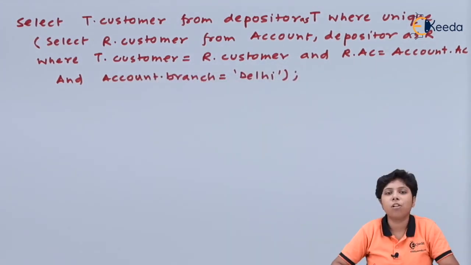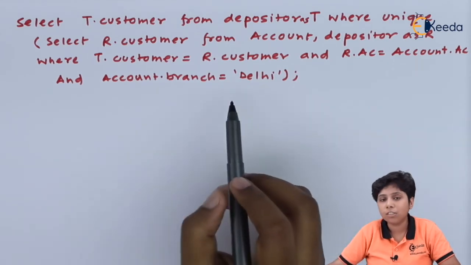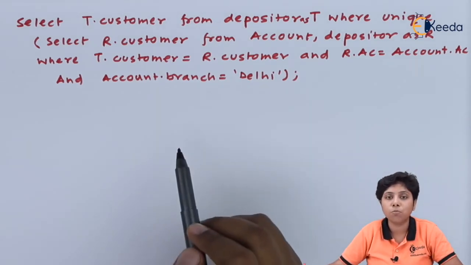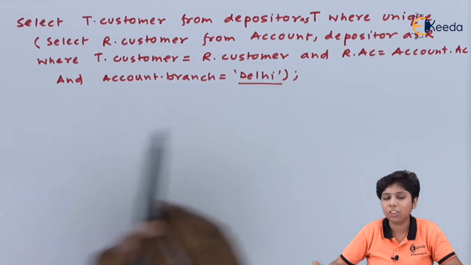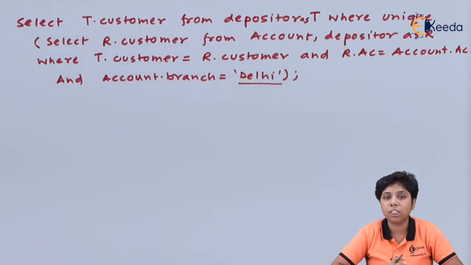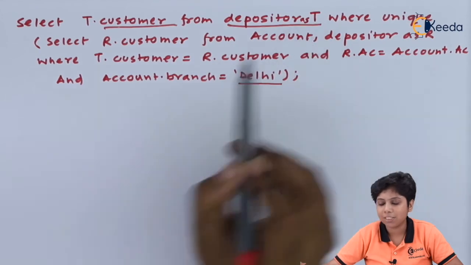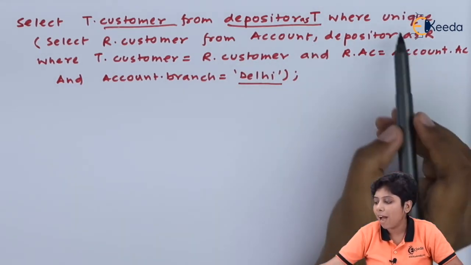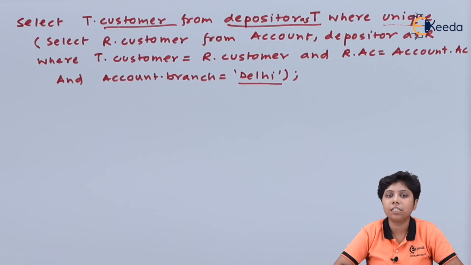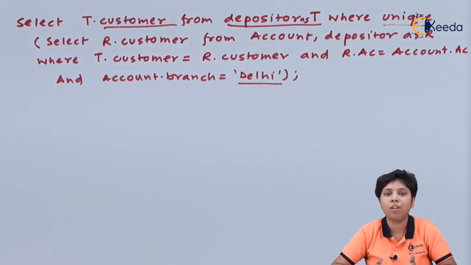So here we are solving the query where we want the customer names who have at most one account in the branch Delhi. So here we are considering two queries, that is, at most one account in branch Delhi. So first we are selecting customers from the depositor aliased as T where unique. Why are we providing this unique? Because we are checking for duplicate values. If the customer name repeats with any account number, that means the customer has more than one account number in the bank.